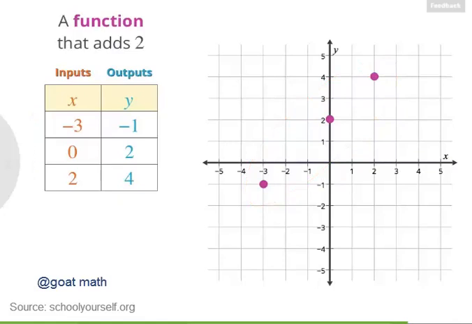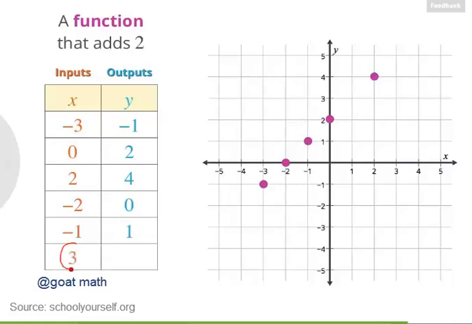Suppose we were to add more rows to our table. For example, when you put -2 into the function, you get out -2 plus 2, or 0. And that's this point over here, -2, 0. If we put -1 into the function, we get out a 1, and that's this point. And if we put a 3 into the function, we get out a 5, and that's this point up here.